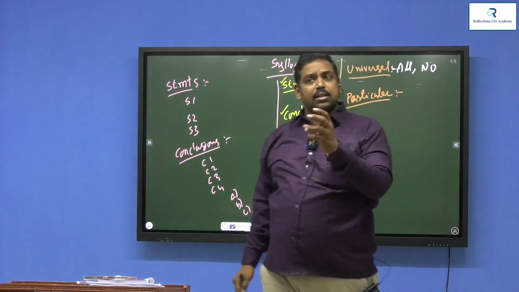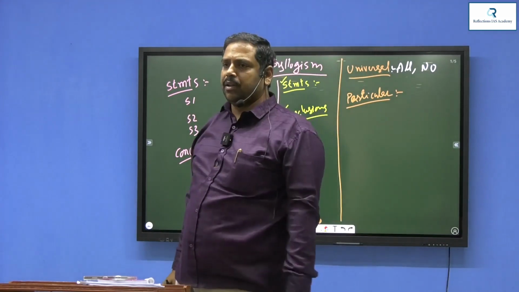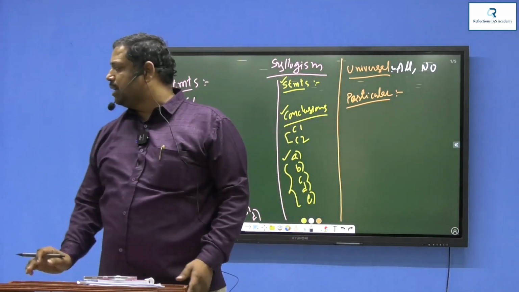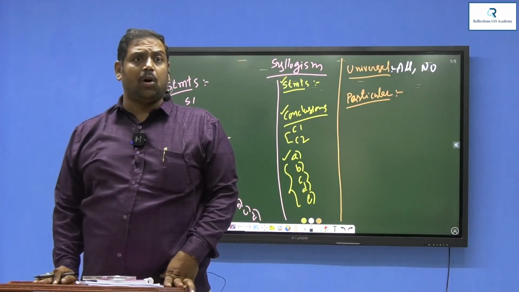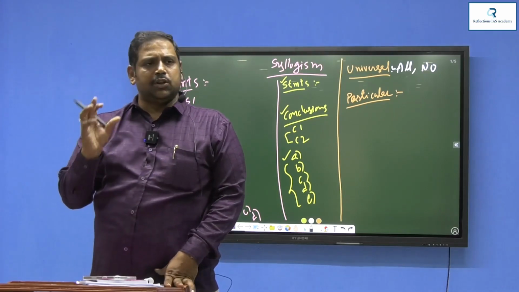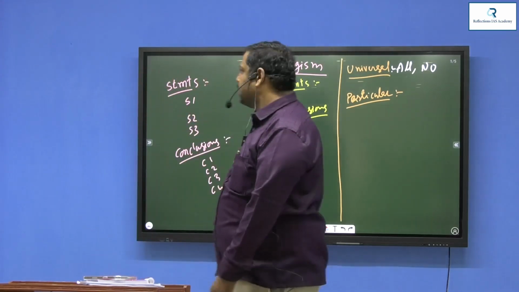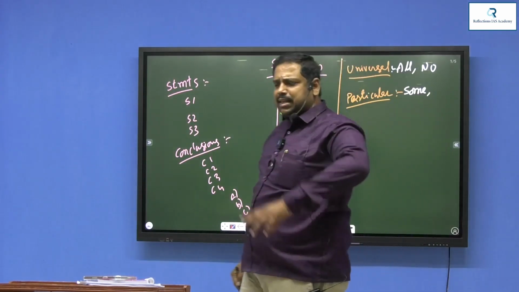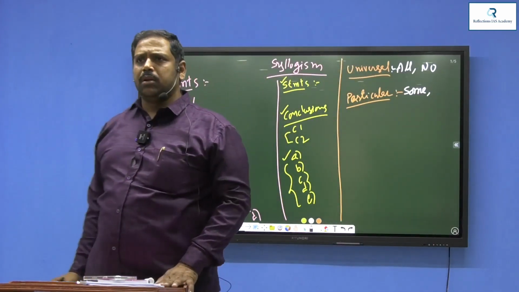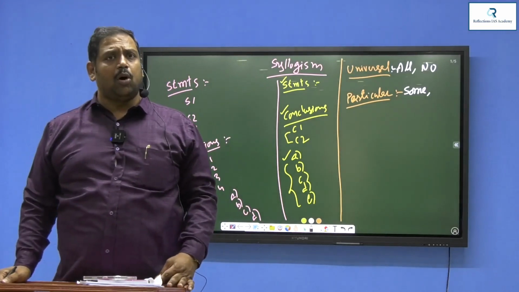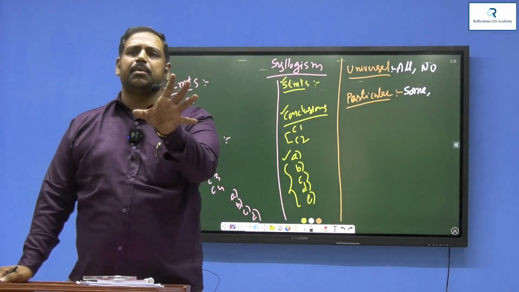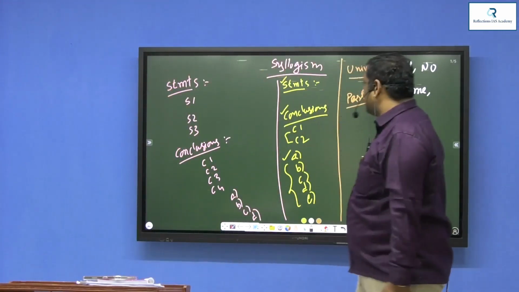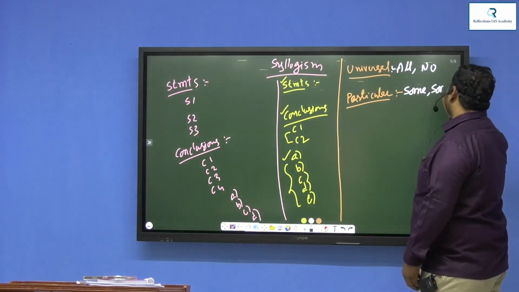Suppose I said that some students are rich. Now tell me, am I speaking about all or only few? That is universal or particular? Particular. I said that some students are not rich. Now tell me, here also am I speaking about all the students or some students only? Some students. So it is universal or particular? Particular. Some and some not are particular.